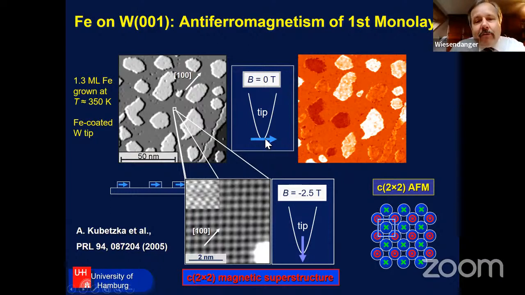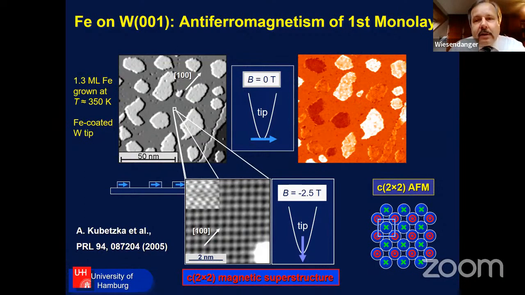But then if you go from this in-plane sensitive tip to an out-of-plane spin sensitive tip by making use of an externally applied magnetic field, then you see a completely different pattern. It's a c(2x2) superstructure, which would correspond to an antiferromagnetic ground state. And of course, from this type of experiment, we were able to conclude immediately that we have out-of-plane magnetic anisotropy.